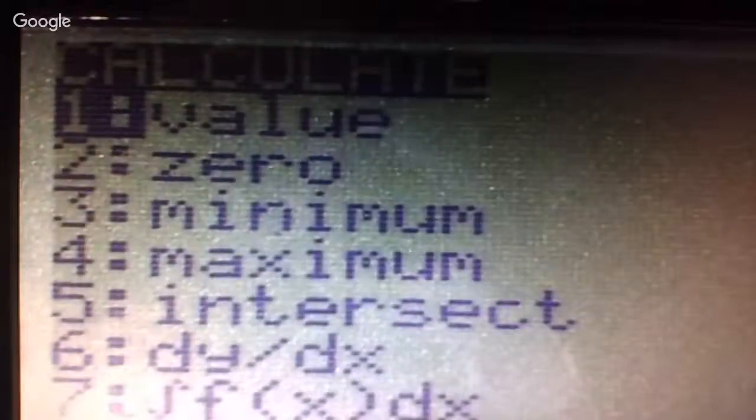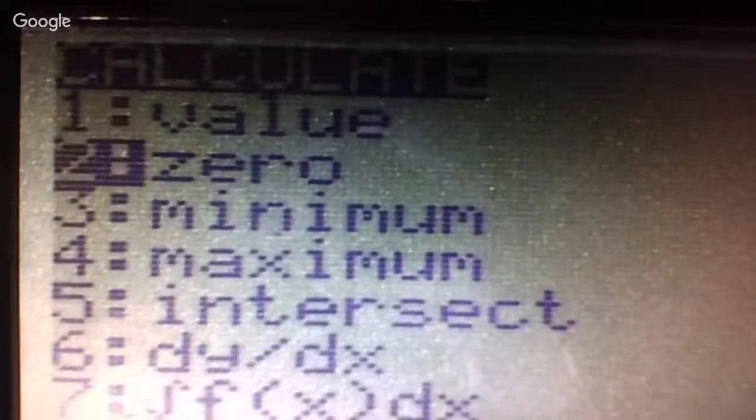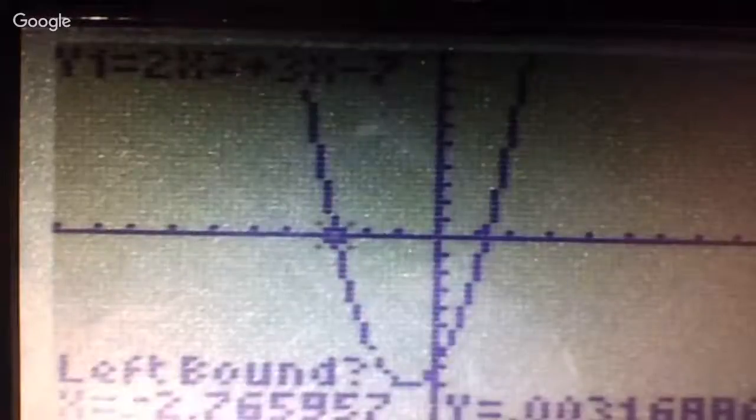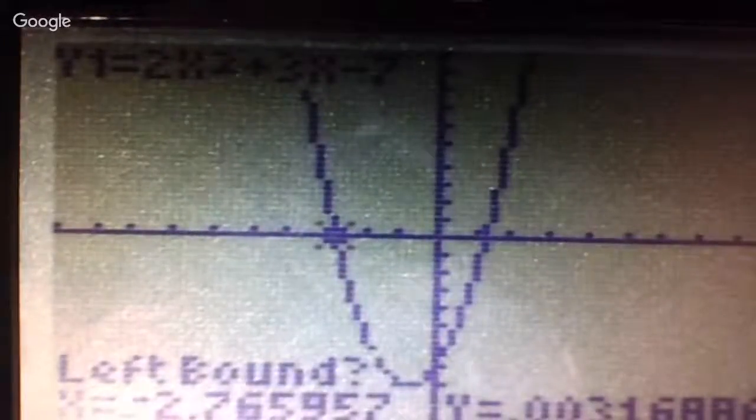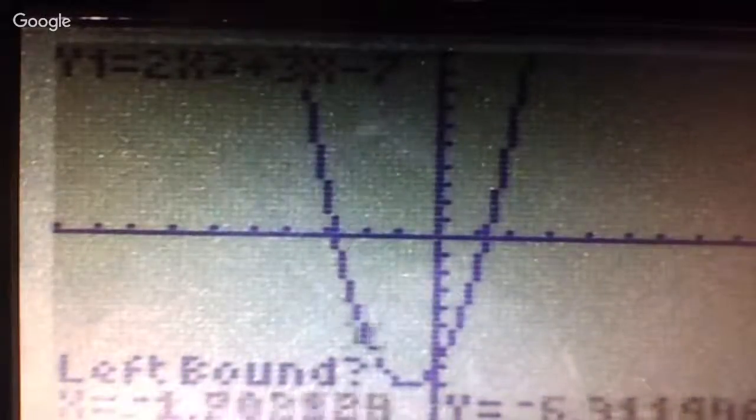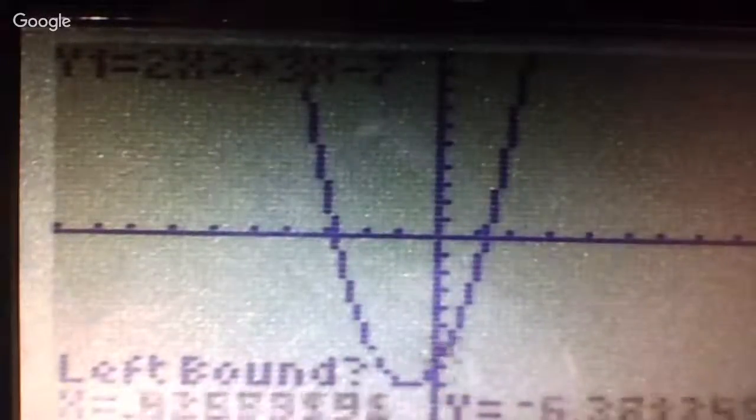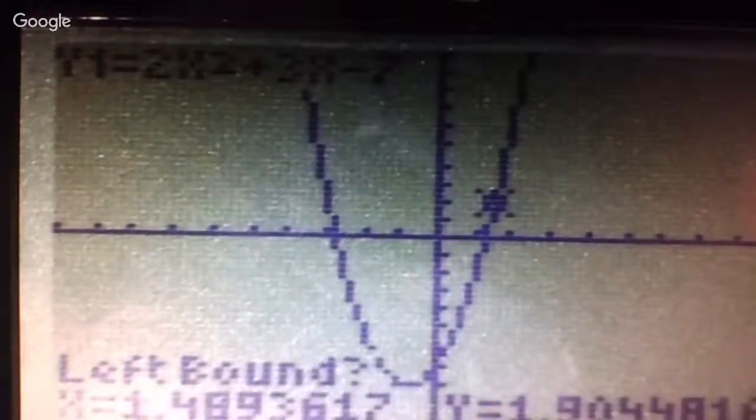Negative 2.77 is a root. You told me I have two, one on the left and one on the right. So try this one with me. I'm still looking for a 0, so I need to either highlight number 2 and hit enter or just choose number 2. But this time I want the root on the right, so I need to use that right arrow, get as close to that root as possible, and then follow my instructions.